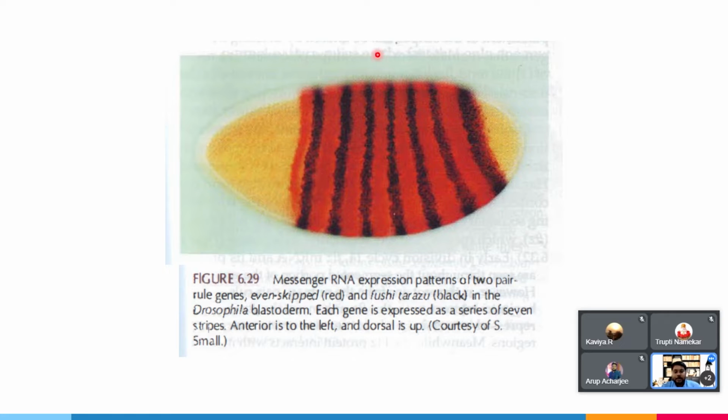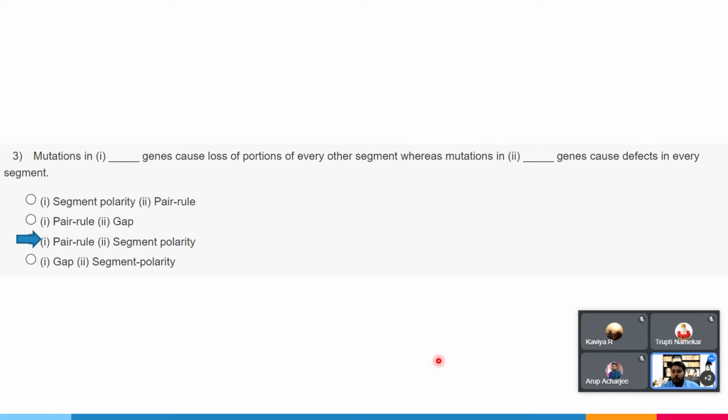So these black stripes, these are each parasegment, we have 7 of those, and red stripes, we have 7 of those as well, which are the other 7 parasegments in which even-skipped is present. So if fushi tarazu was mutated, these entire black parasegments would not be here, and only the red part would have been here. Thus, the answer to the question is pair-rule genes and segment polarity genes, as Kavya said. Anyone wants to ask anything on this?